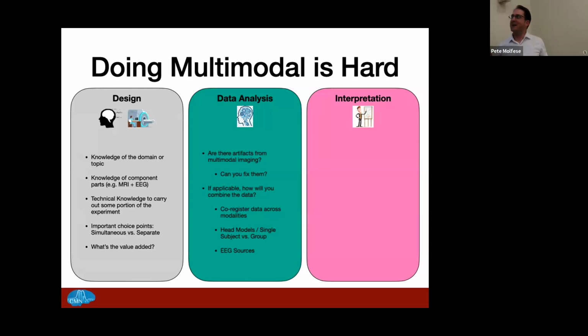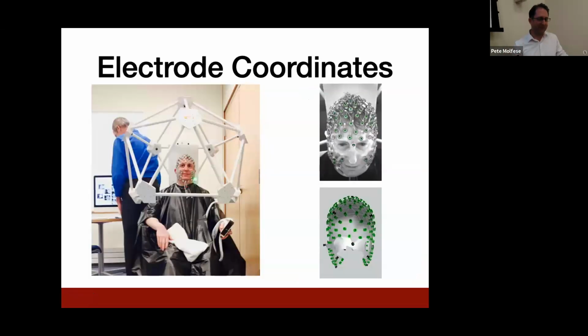So the way that we typically do this is that we need to co-register our data across the modalities. And we can do that using co-registration of sensors, building head models, if you're doing MEG or EEG and you have a structural MRI, and coming up with ways of modeling sources. In this case, I wrote EEG sources, but it could be many, many things.